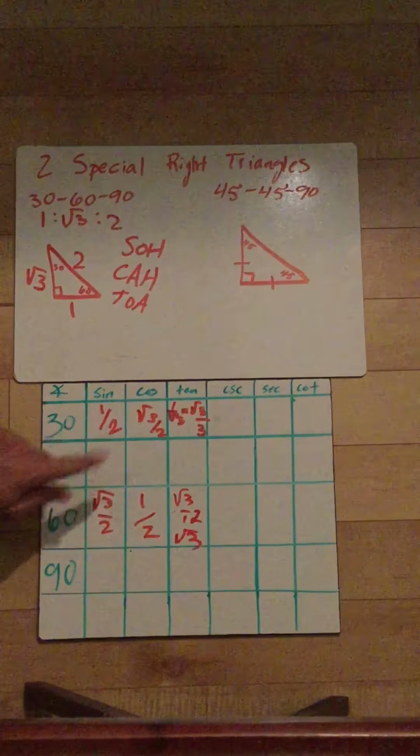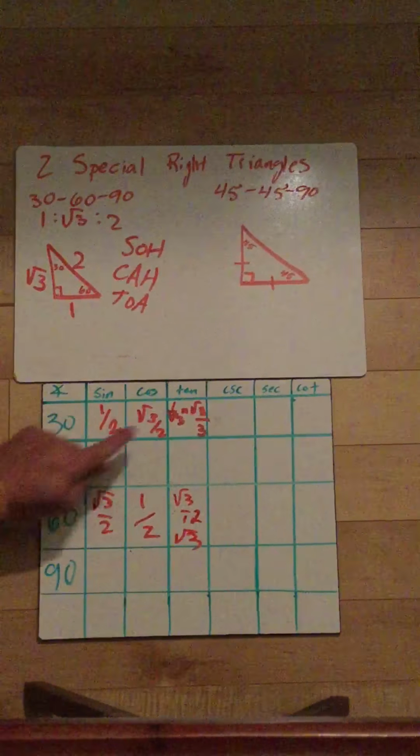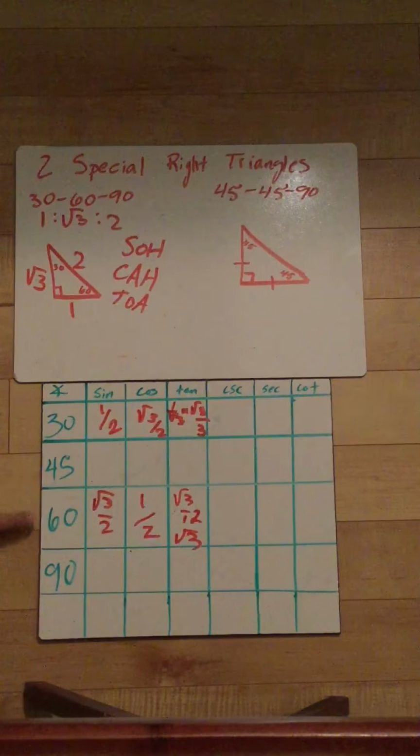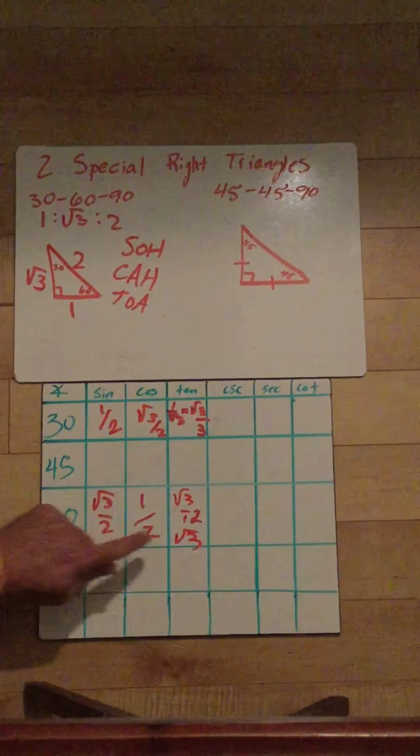So the sine, cosine, and tangent of 30 is 1 over 2, radical 3 over 2, and radical 3 over 3. For 60 it is radical 3 over 2, 1/2, radical 3.